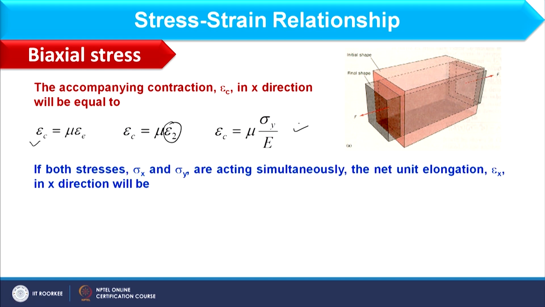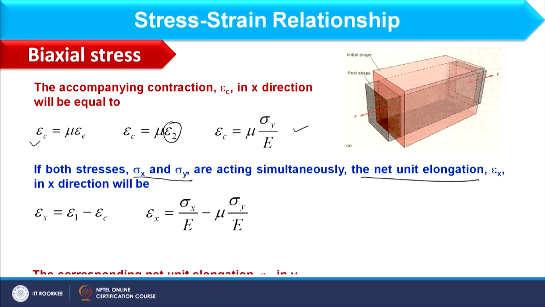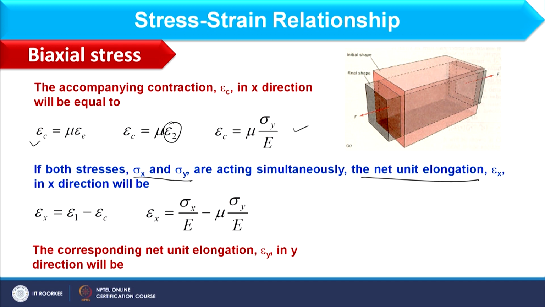So, the resultant or net unit elongation in the x direction, when both sigma x and sigma y are applicable, will be epsilon x equal to epsilon 1 minus epsilon c. That is axial elongation minus lateral contraction. We have the expressions of epsilon 1 and epsilon c, so we can put them over here, where epsilon x will be equal to sigma x by E minus mu sigma y by E. And accordingly we have the resultant elongation in the y direction as epsilon y equal to sigma y by E minus mu sigma x by E.